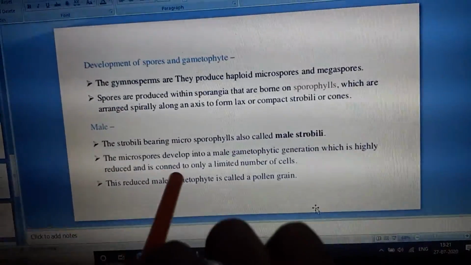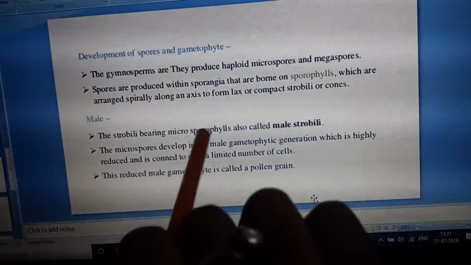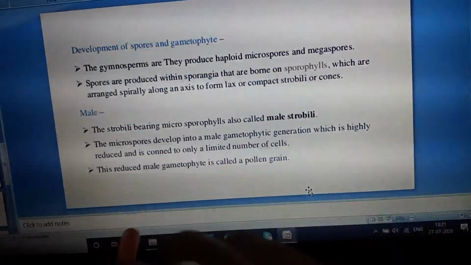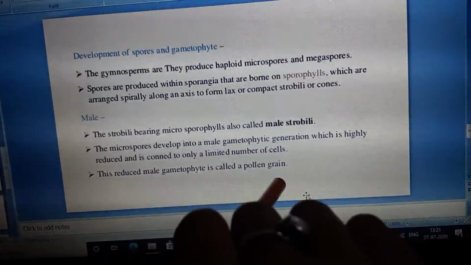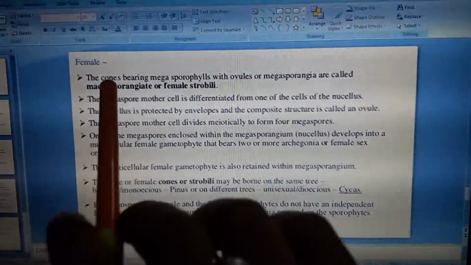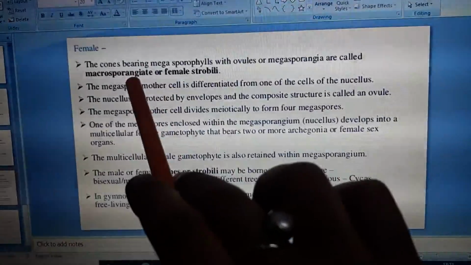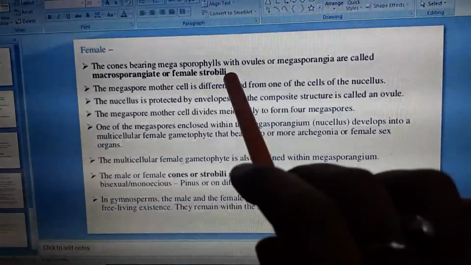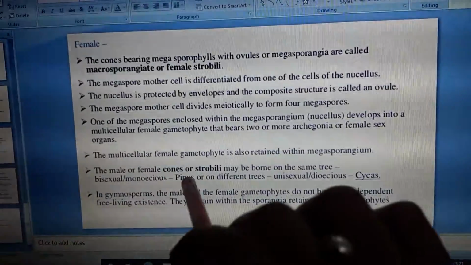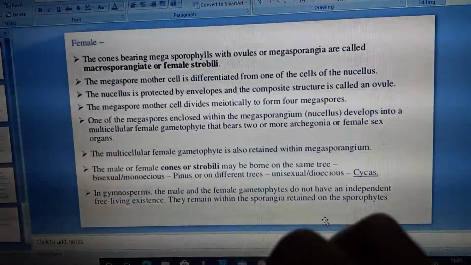The strobilus bearing microsporophylls is known as the male strobilus. It has pollen grains, the male gametophyte. While the megasporangium is big, so it is also known as the female strobilus. It has the female cone or female strobilus.